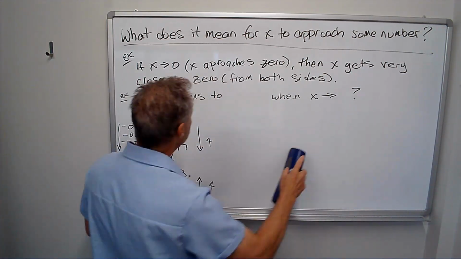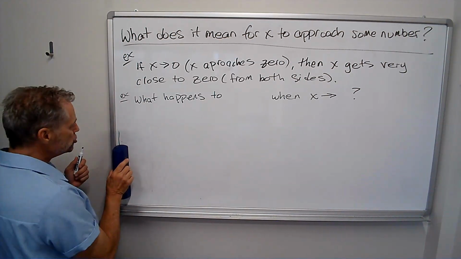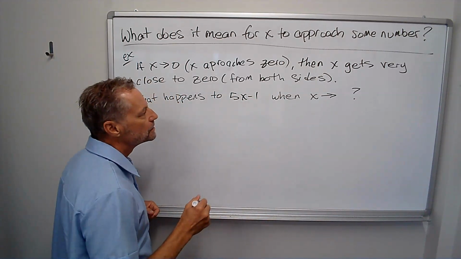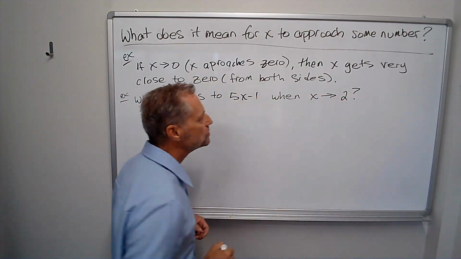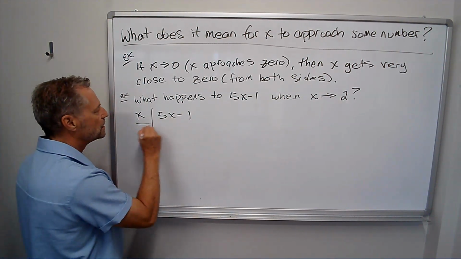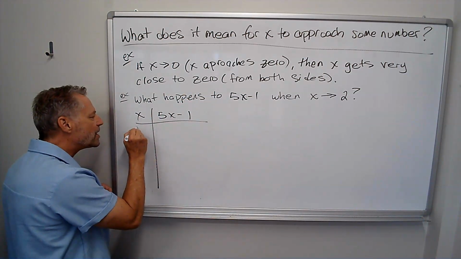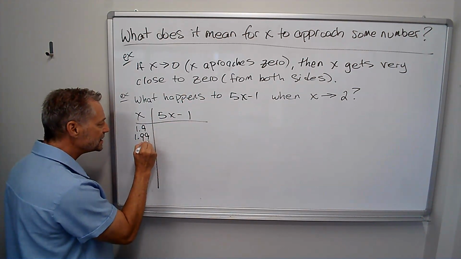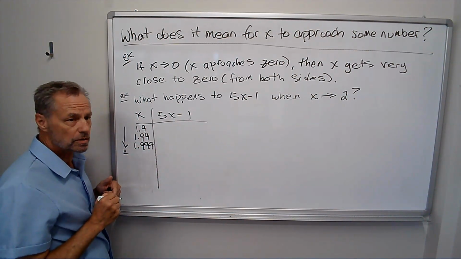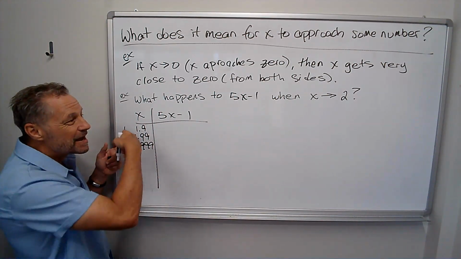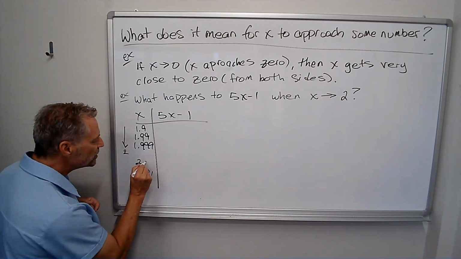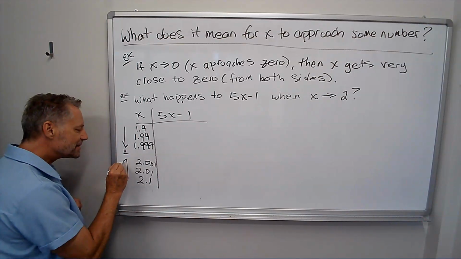Say maybe something like, what happens to 5x minus 1 when x is getting close to 2? Well, let's see. We're going to have x, and we're going to have 5x minus 1. Same thing, we're getting close to 2. So how about 1.9, 1.99, 1.999? Notice these are getting really close to 2. Coming from the other direction, now a number bigger than 2, maybe 2.1, 2.01, 2.001. Again, I'm getting really close to 2.